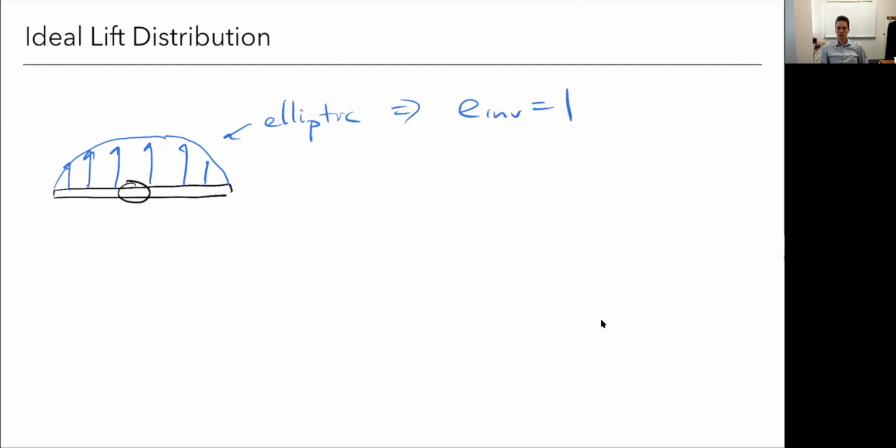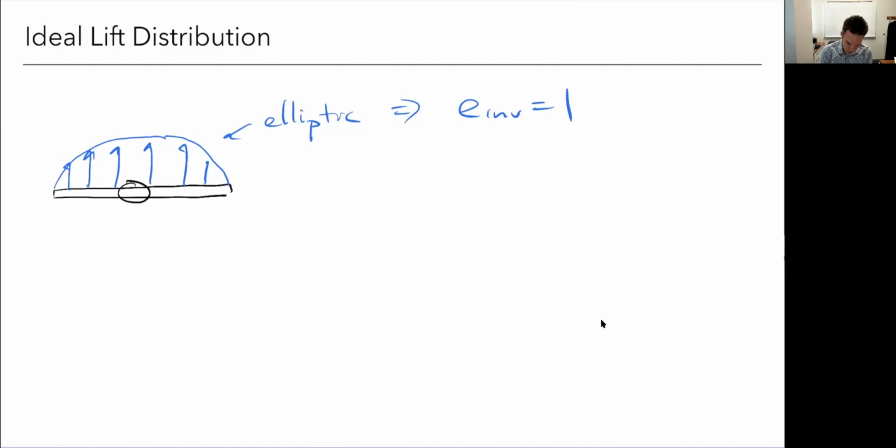And for a planar wing, which means it's on a plane, there's nothing sticking up like winglets or things like that, it's just on a flat plane. For a planar wing, that is the best I can do. So for a fixed span, this gives me the minimum induced drag.